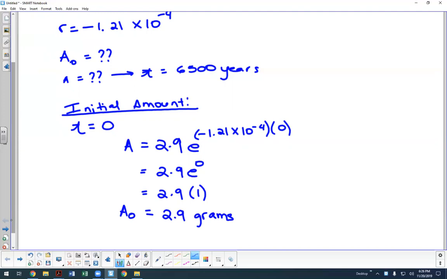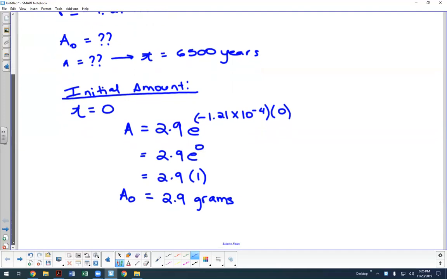And you know, that's pretty standard because when you're talking about radioactive decay, in this little formula, that 2.9 will always represent what the initial value was when we got that substance. And in this case, the initial value for carbon 14. So that was the first part.